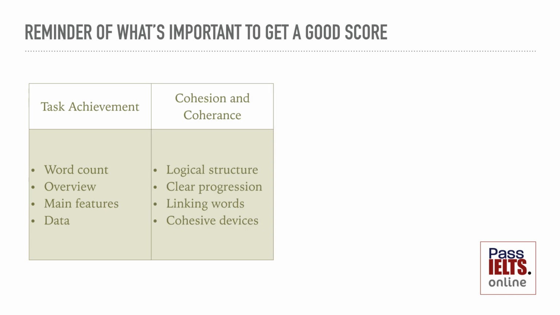When it comes to cohesion and coherence, it's important that your writing is logically written and structured, that it progresses from one idea to the next, and you should use some linking words and signpost words such as firstly, in general, however, and some cohesive devices such as replacing words with pronouns.